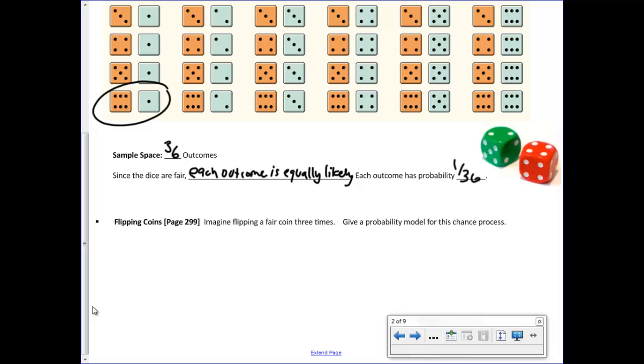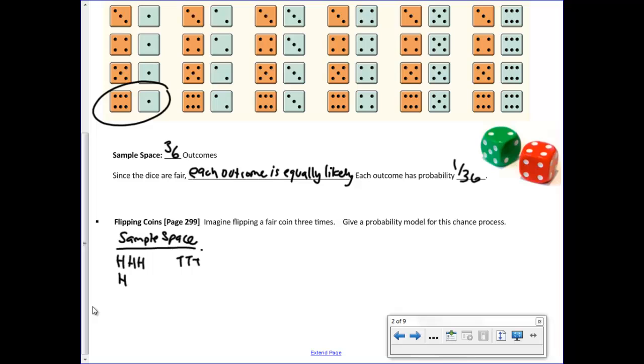Here's a side example to kind of go along with this and just follow up one more time. Imagine flipping a fair coin 3 times. Give a probability model for this chance process. So probability model, it's got 2 parts. What's your sample space? What's the probability of each outcome? So our sample space, what's it look like? Detail it out. You flip a coin 3 times. The first time it could be a heads, second time it could be a heads, and the third time it could be another heads. Right? Well, list them all out. You could go heads, heads, and heads. We could get tails, tails, and tails.